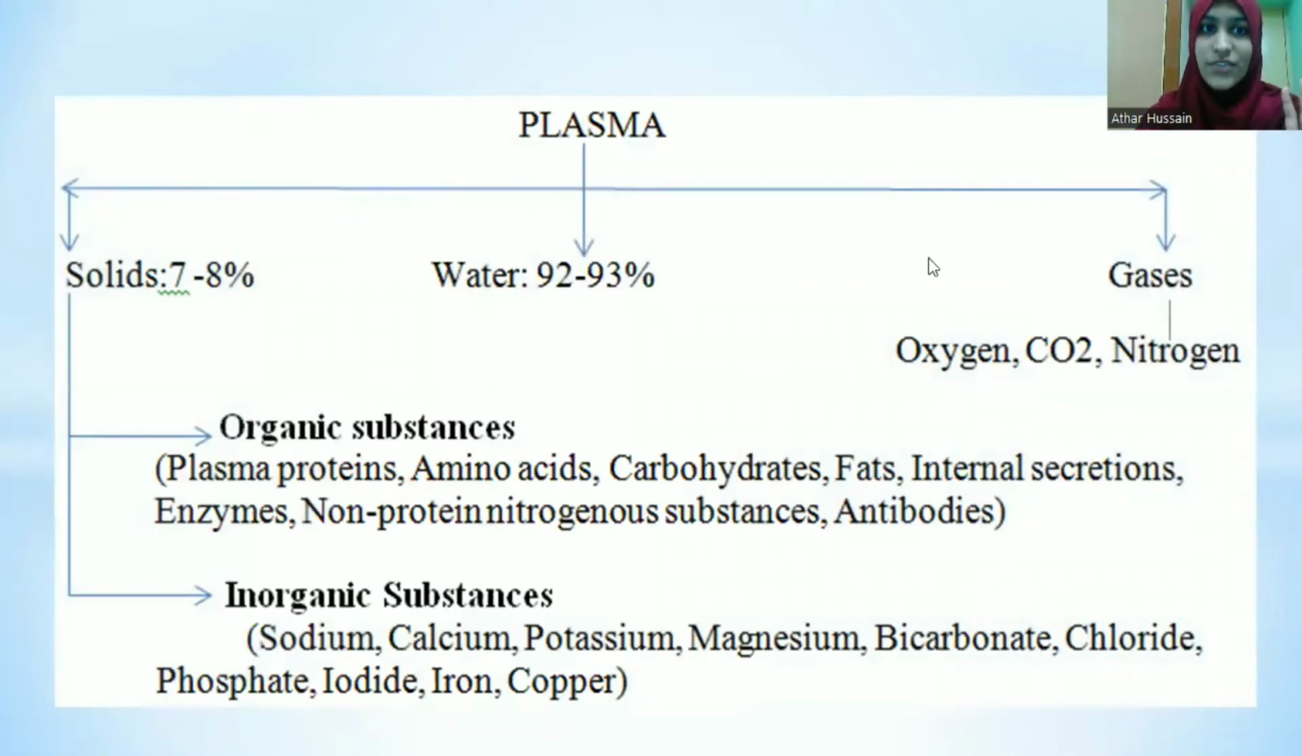Coming to plasma, it is of three types. That is solids, water, gases. Solids are 7 to 8%, water is 92 to 93%, and gases are oxygen, carbon dioxide, and nitrogen. Solids are of two types. Organic substances and inorganic substances. What are organic substances? Plasma proteins, amino acids, carbohydrates, fats, internal secretions, enzymes, non-protein nitrogenous substances, and antibodies. Coming to inorganic substances, they are sodium, calcium, potassium, magnesium, bicarbonate, chloride, phosphate, iodide, iron, and copper.